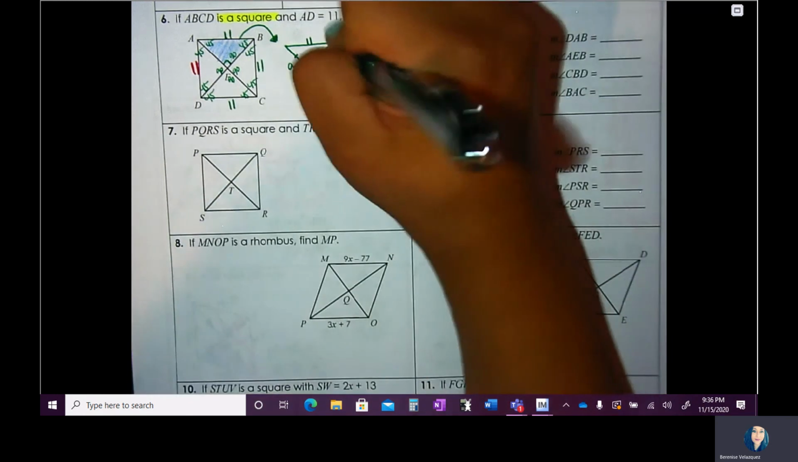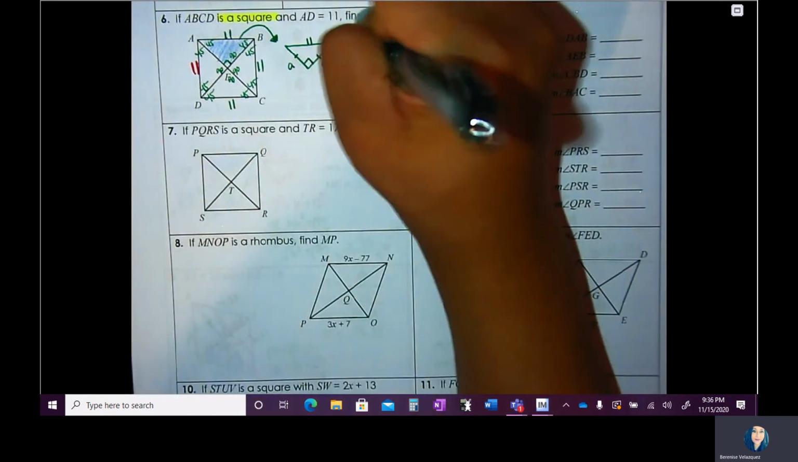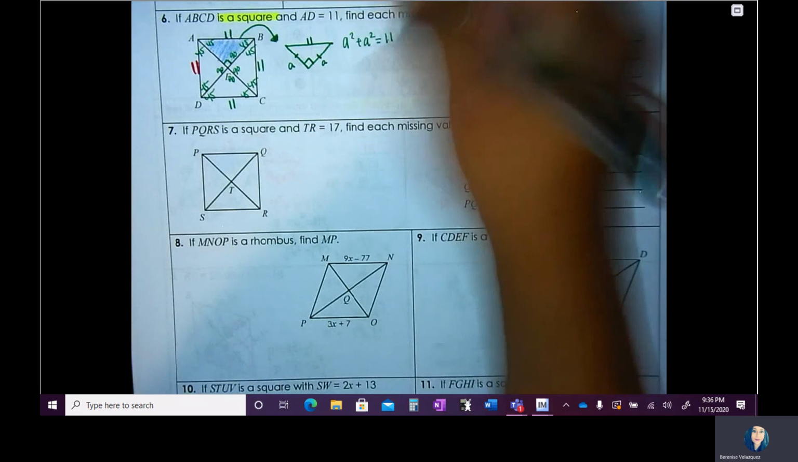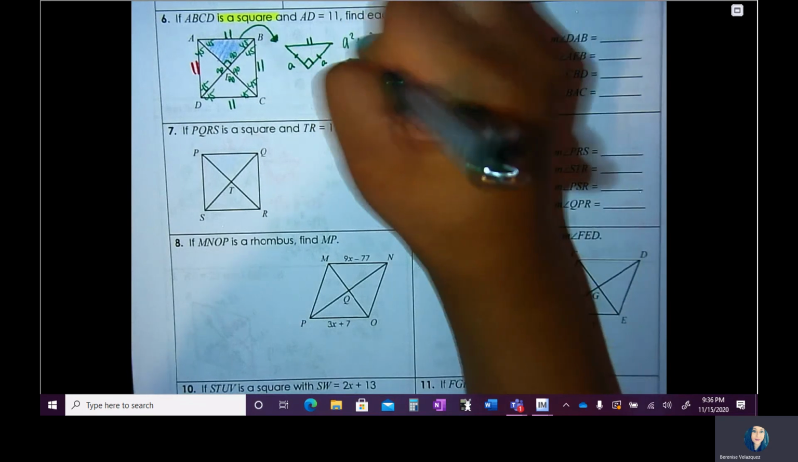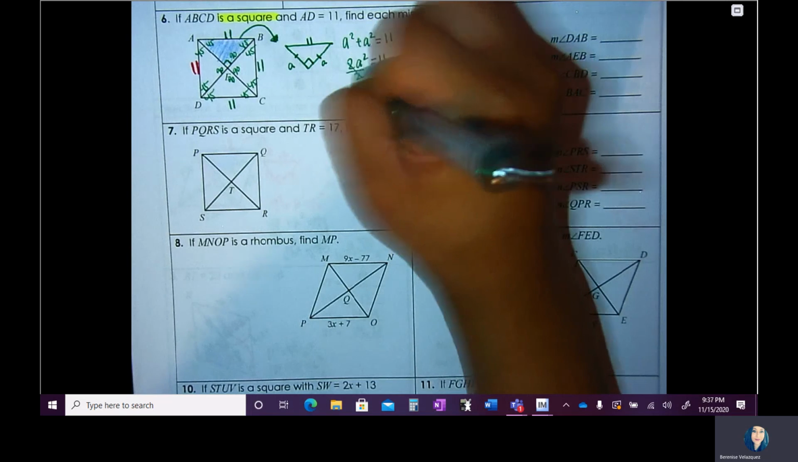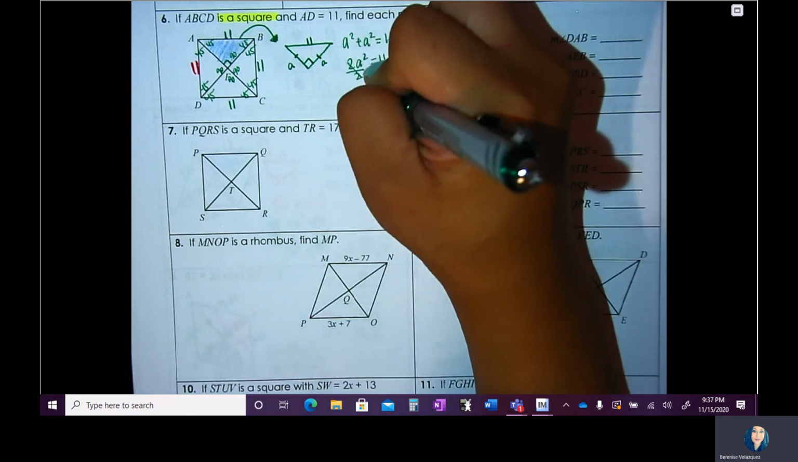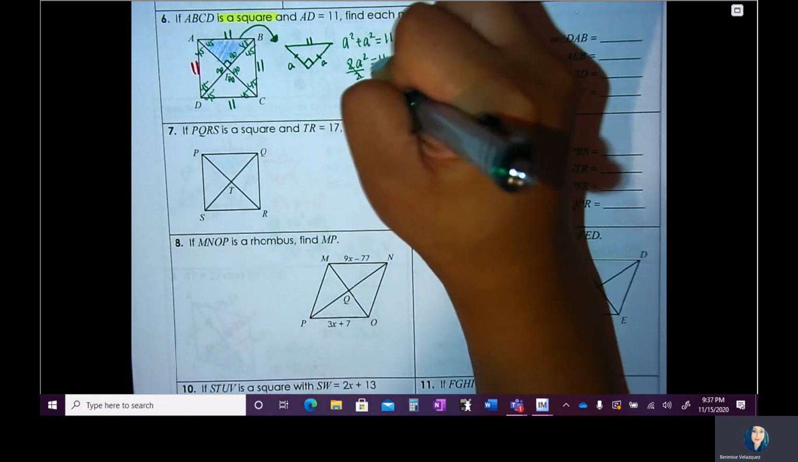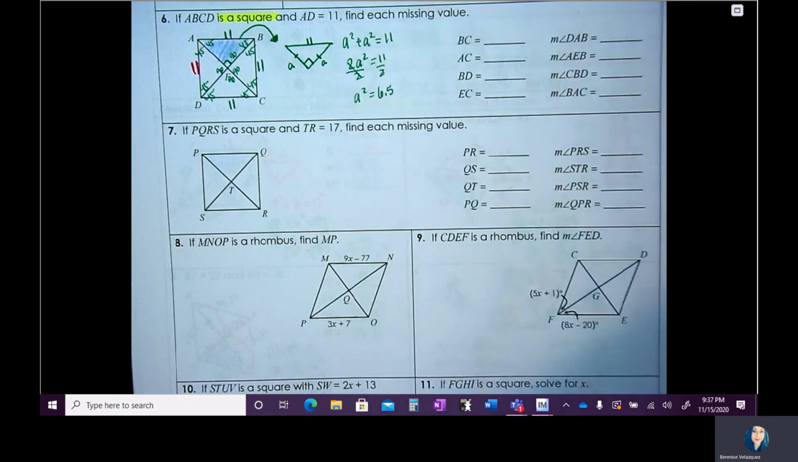So here is how it will be set up. A squared plus A squared is equal to 11. This is going to be 2A squared is equal to 11. So I'm going to halve this. A squared is equal to half of 11, which is going to be 6.5. No, 5.5, sorry.